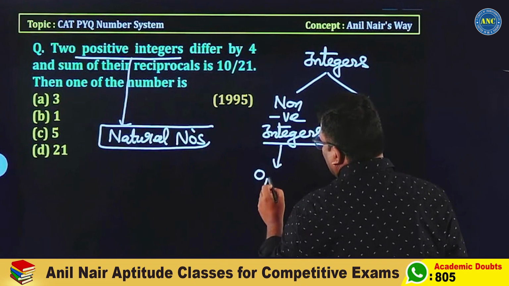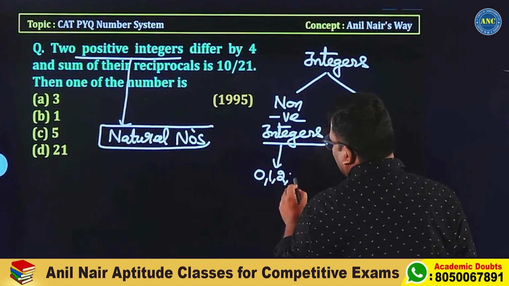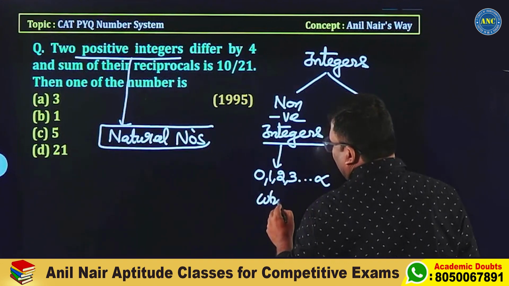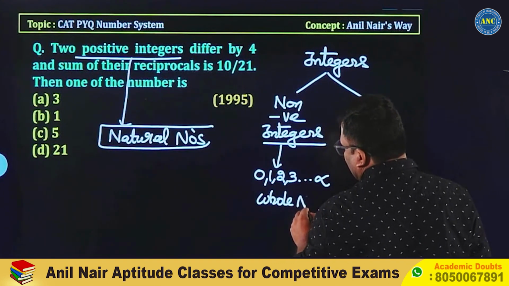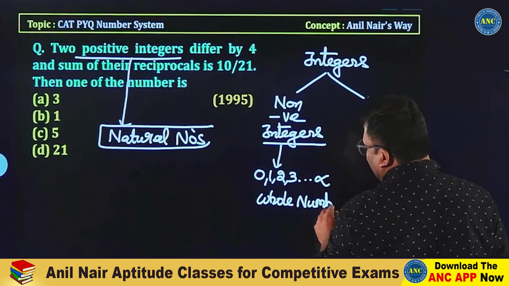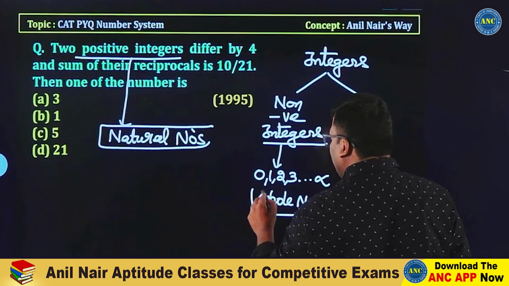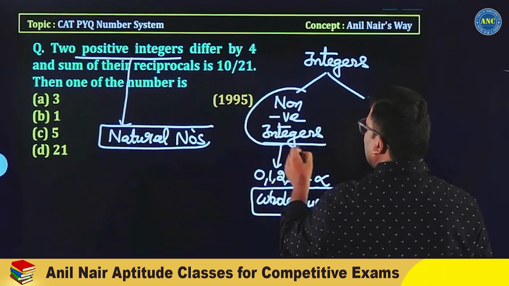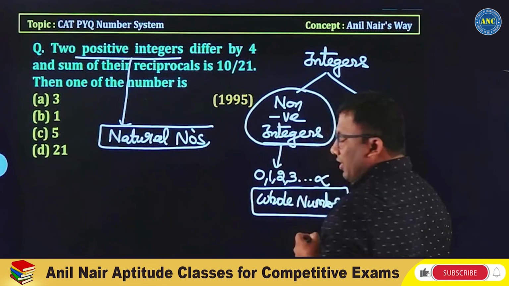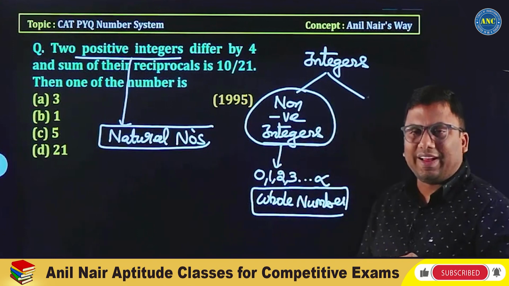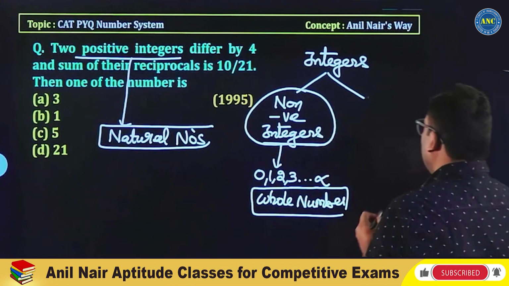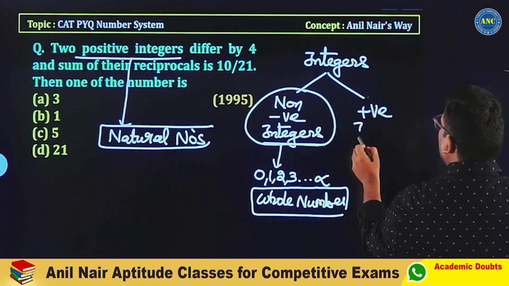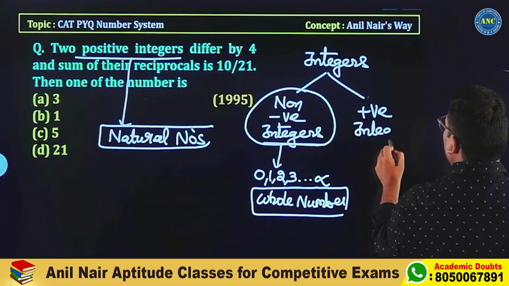It is 0 to positive infinite. It is called the whole number set. Another synonym for whole numbers is non-negative integers. Another is integers which are positive value.